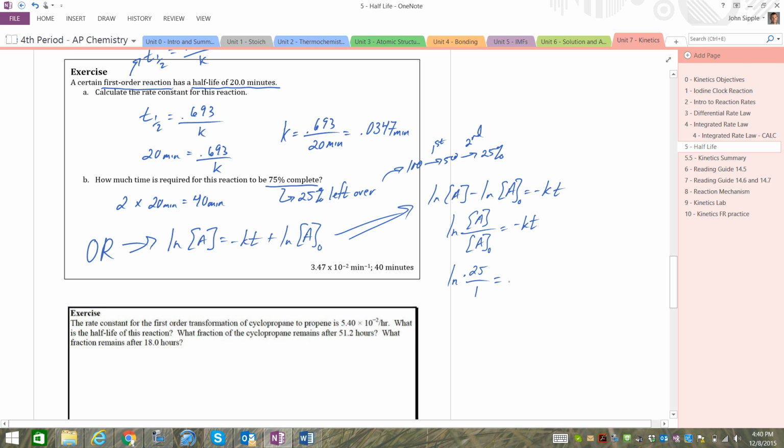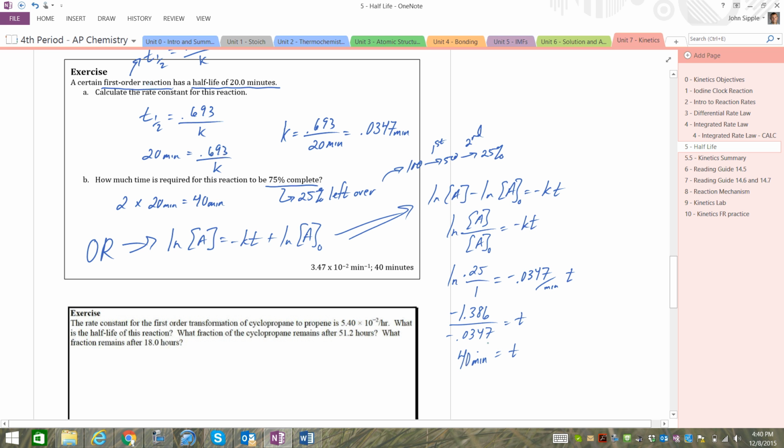We know that our K is equal to 0.0347 per minute. So we just do a little math here. The negative 1.386 over a negative 0.0347 is equal to t. So t is equal to 40 minutes.